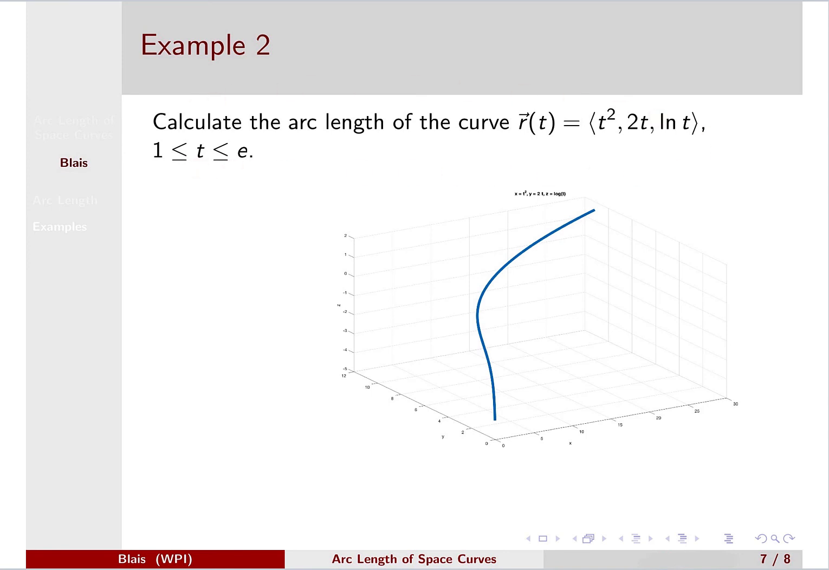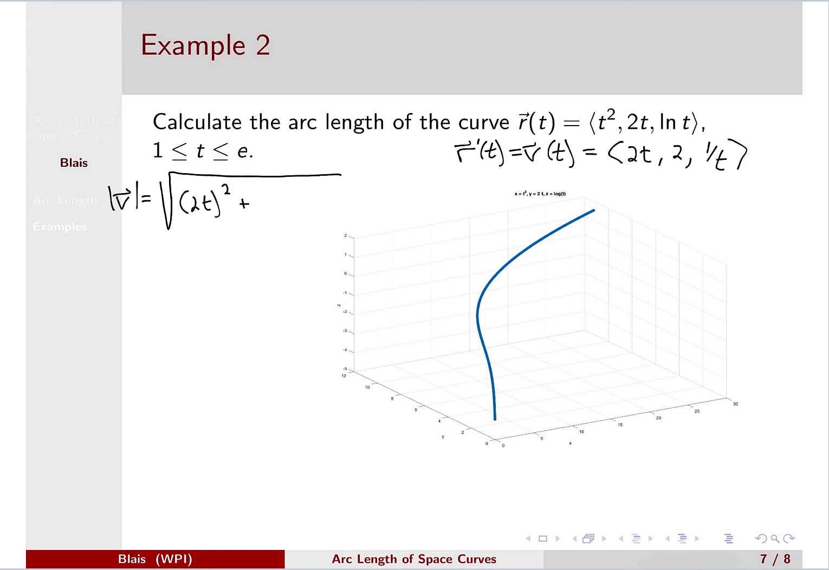We look at another example. Suppose we want to calculate the arc length of this curve. r of t is t squared, 2t, natural log t for t between 1 and e. And this is a depiction of what this curve looks like. So as before, let's calculate r prime of t, also known as the velocity vector. So we have 2t, 2, and 1 over t when we take the derivatives of each component. The magnitude of this velocity vector is thus the square root of 2t quantity squared plus 2 squared plus 1 over t squared. This becomes 4t squared plus 4 plus 1 over t squared.